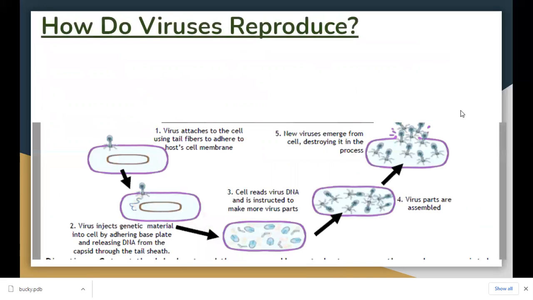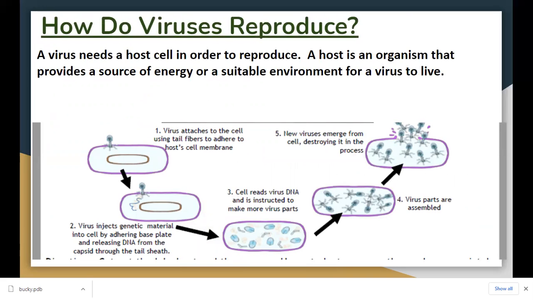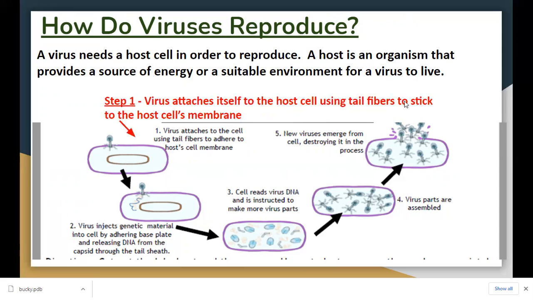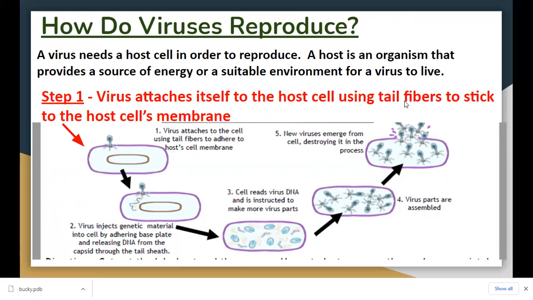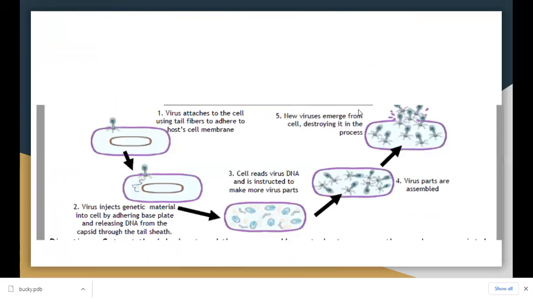Okay, how do viruses reproduce? A virus needs a host cell in order to reproduce. Remember, viruses are not alive. A host is an organism that provides a source of energy or a suitable environment for a virus to live or grow. Step 1, the virus attaches itself to the host cell using tail fibers to stick to the host cell's membrane.